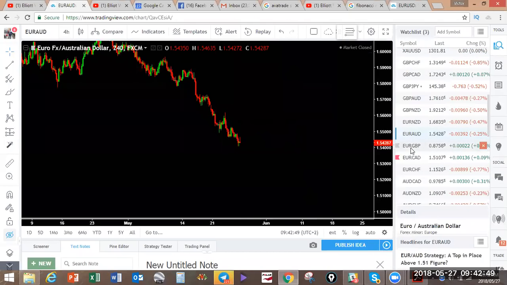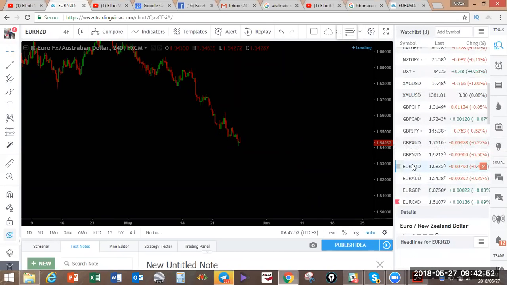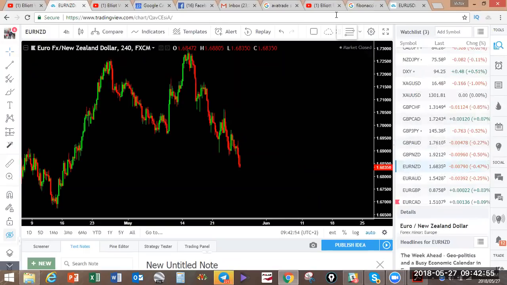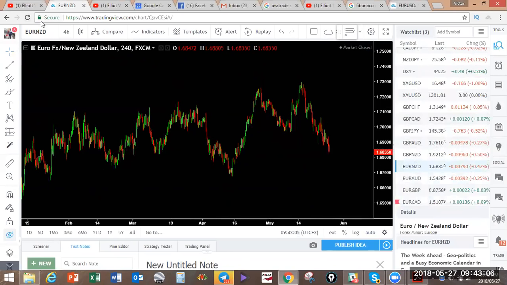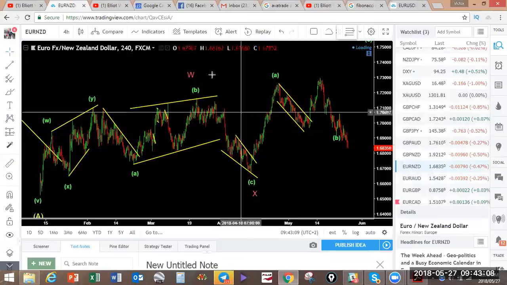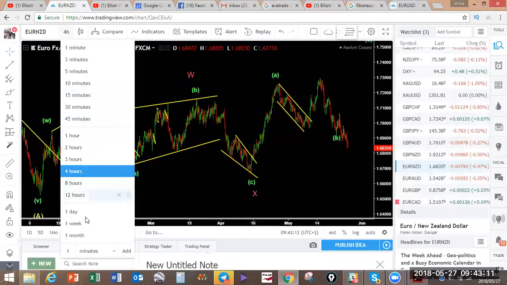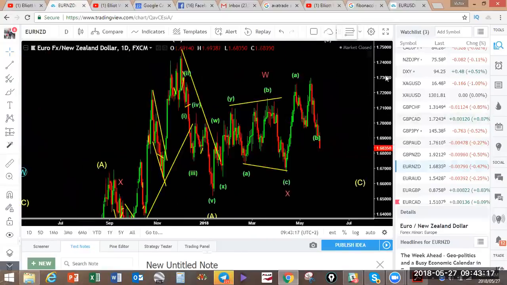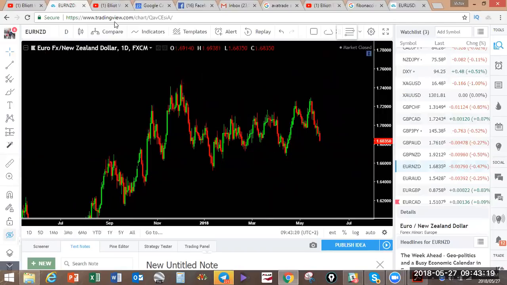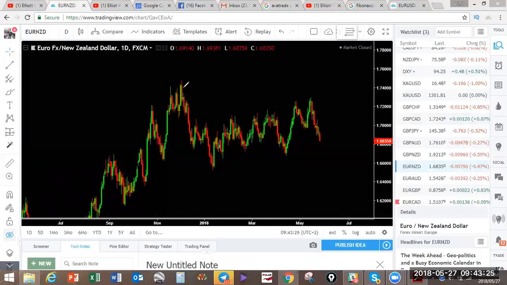Euro New Zealand. Let's look at Euro New Zealand now. Euro New Zealand, similar structure to the Pound New Zealand structure. Let's switch that off here, show you on the daily. So we are building this structure here. We made a 1, 2, 3 move to the downside.